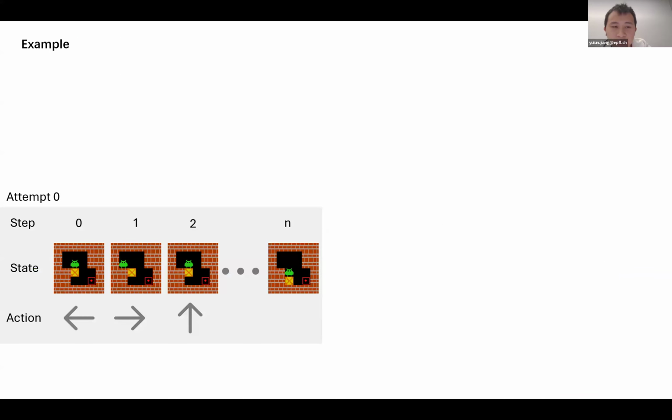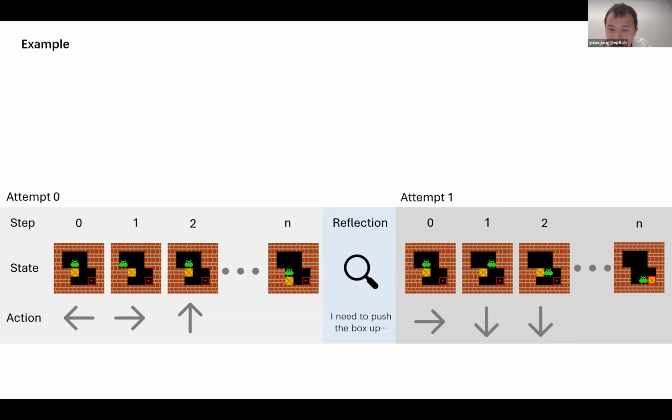So here is an example of how this rollout happens. If you are solving a game, in attempt 0 you just fail, and then you do a reflection, saying that I need to reflect on the previous mistake to help improve and succeed in the next attempt. And the prompt the language model will see looks like this.